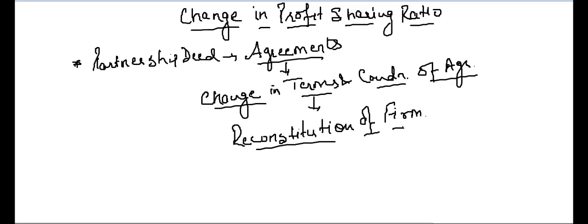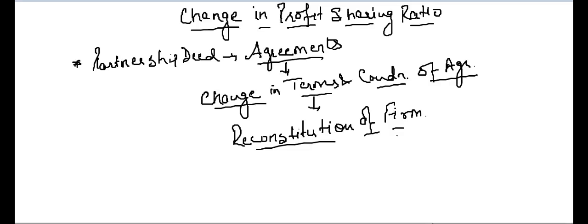Right? I have told you that the partnership deed is an agreement between the partners which defines the terms and conditions of partnership. And if there is any change in the terms and conditions of the agreement, that is the partnership deed, then we call it reconstitution of firm. Clear? So what is reconstitution of firm? Any change in the existing agreement of partnership is reconstitution of firm.